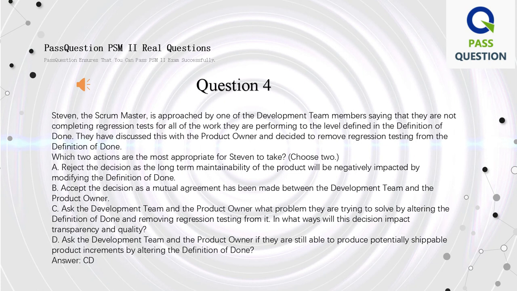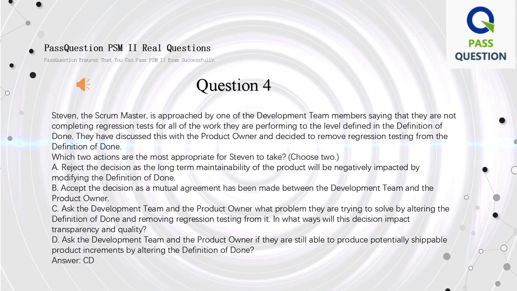Choose two. A. Reject the decision as the long-term maintainability of the product will be negatively impacted by modifying the definition of done. B. Accept the decision as a mutual agreement has been made between the development team and the product owner. C. Ask the development team and the product owner what problem they are trying to solve by altering the definition of done and removing regression testing from it.